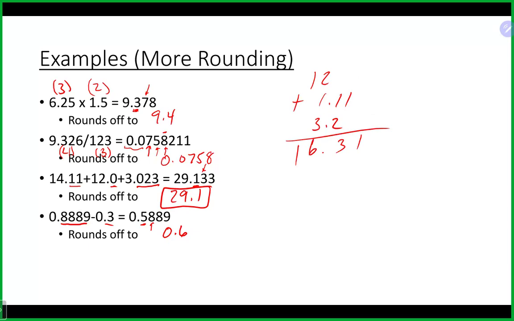Yeah, so in this case, we are adding, so we're looking at decimal places, right? And this one has no decimal places, so that is the smallest number of decimal places. That is 2, that is 1. So in this case, we would go to a whole number, yeah? Any questions on there?